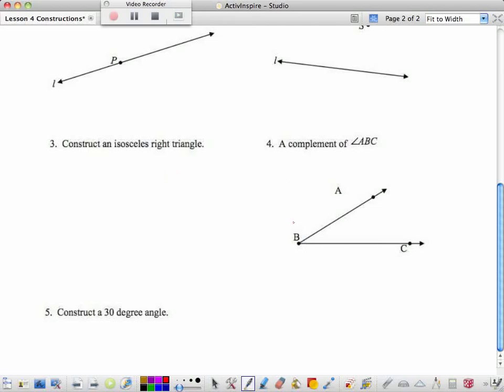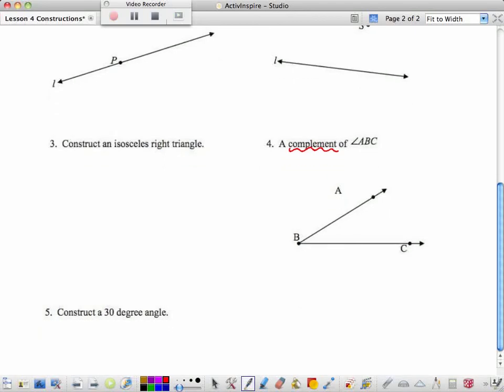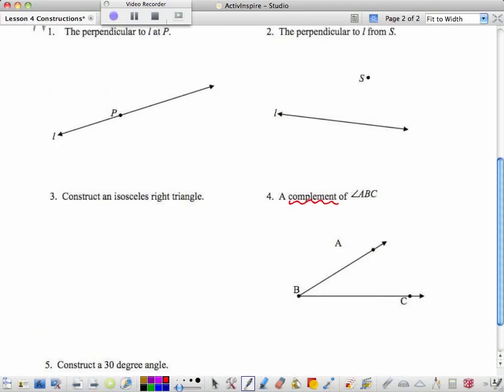Can you make the complement of angle ABC? What does that mean, complement? Can you construct a 30-degree angle? So go ahead and think about it. Try these. And then there will be a different video with those constructions for you to watch, but I want you to try them on your own first.